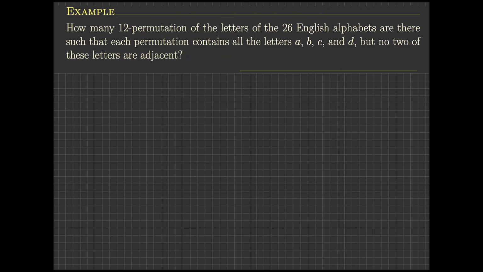Okay, so I want to wait for you again. Again, the same story of adjacent letters but in different problems. So how many 12 permutations of the letters of the 26 English alphabets are there such that each permutation contains all the letters A, B, C, and D, but no two of these letters are adjacent.